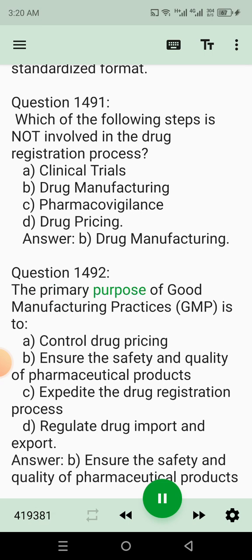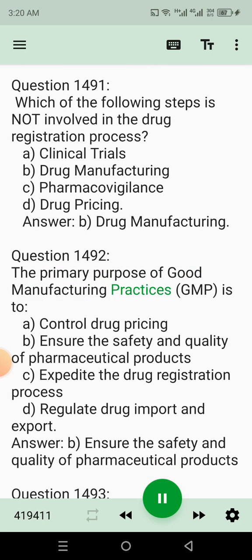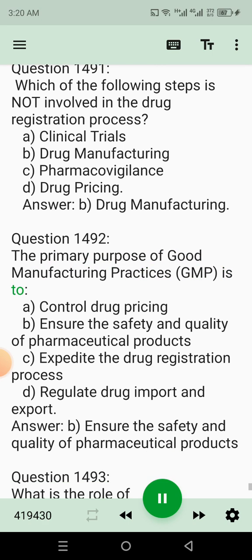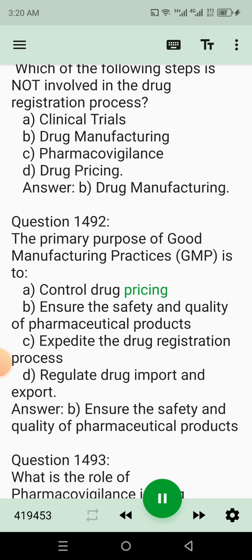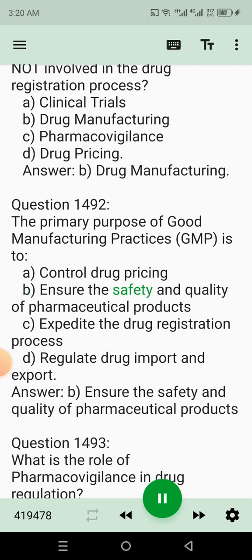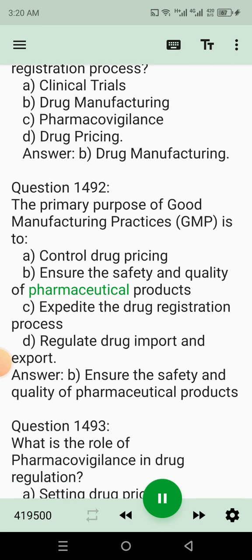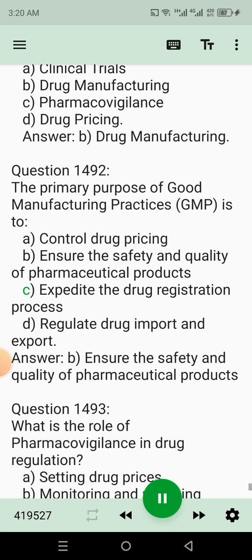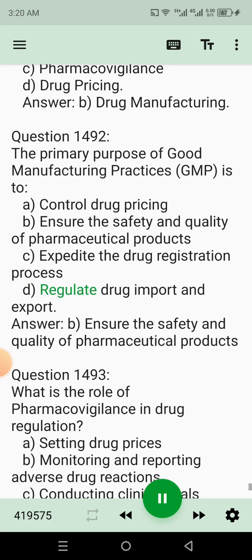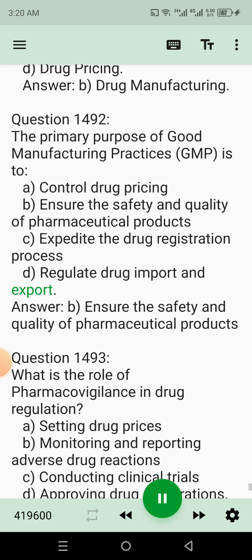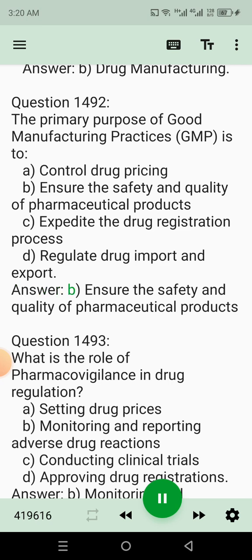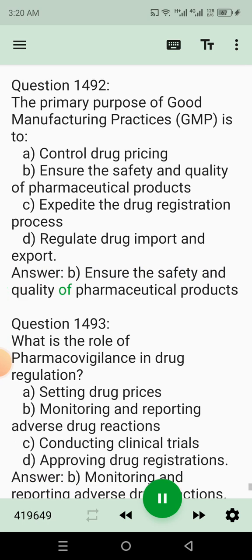Question 1492. The primary purpose of good manufacturing practices (GMP) is to: A. Control drug pricing. B. Ensure the safety and quality of pharmaceutical products. C. Expedite the drug registration process. D. Regulate drug import and export. Answer: B. Ensure the safety and quality of pharmaceutical products.